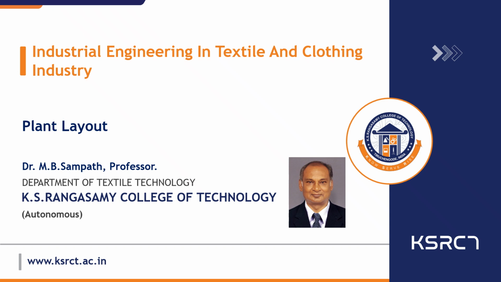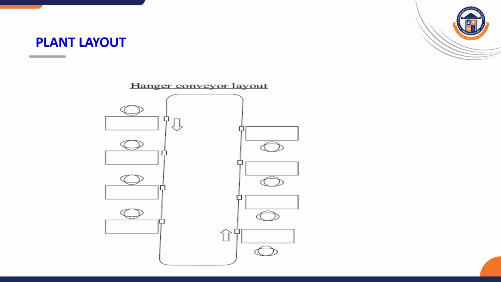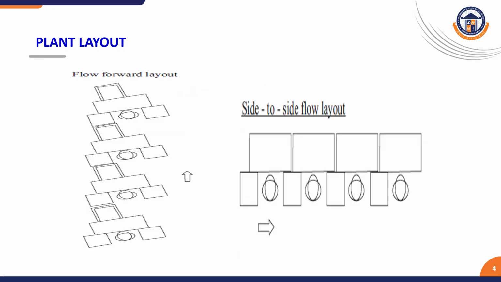In this video, we will be discussing plant layout specifically for the apparel industry. So textile and apparel, but we'll be discussing the apparel industry where we manufacture different types of garments. It has three or four basic layouts: flow forward layout, side to side layout, and the hanger layout.